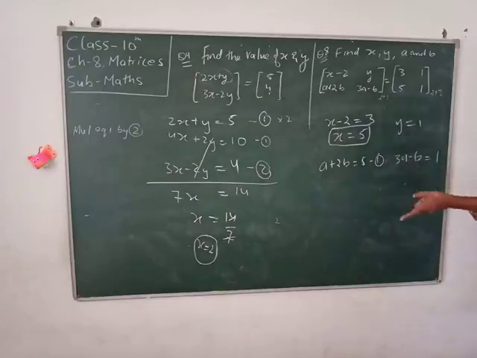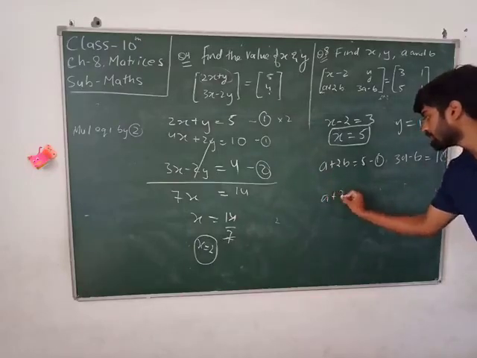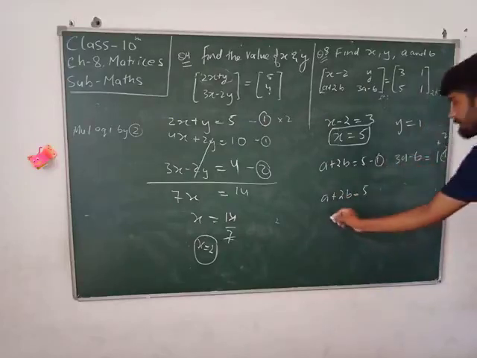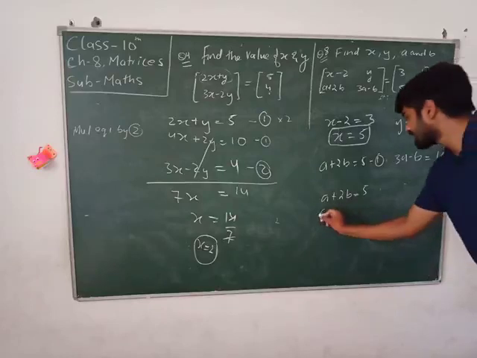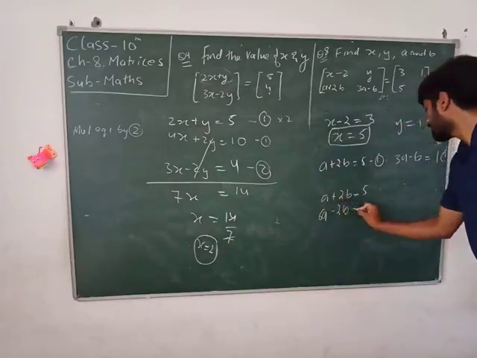Now I have two equations in a and b. You know what to do. I can do the elimination method, or I can do the substitution method. So this is equation 2. I am multiplying equation 2 by 2. So I have equation 1, a plus 2b equals 5. And writing equation 2 multiplied by 2, I will get 6a minus 2b equals 2.